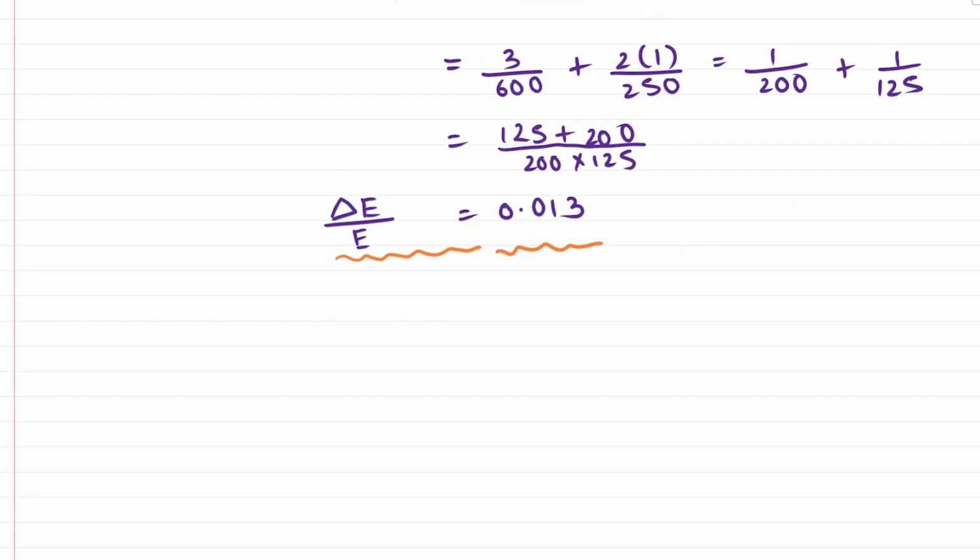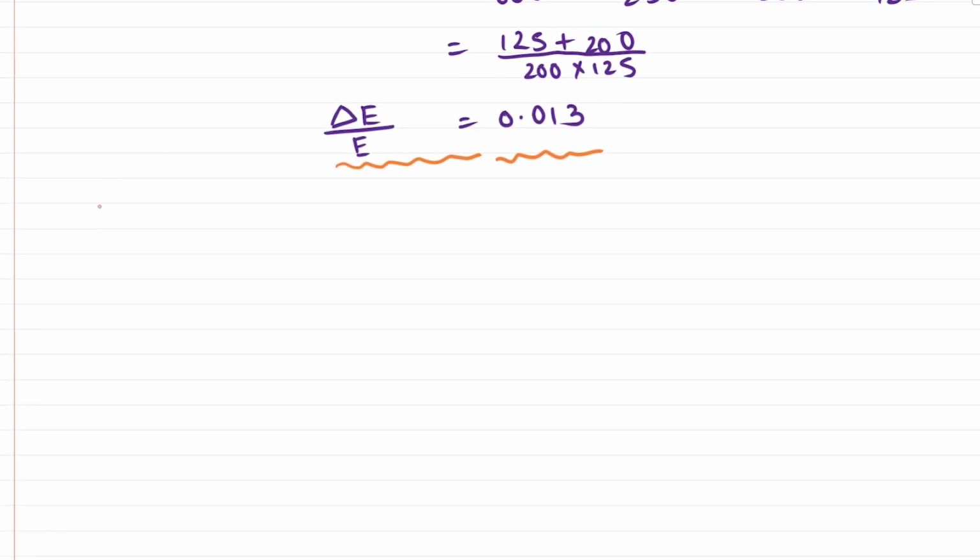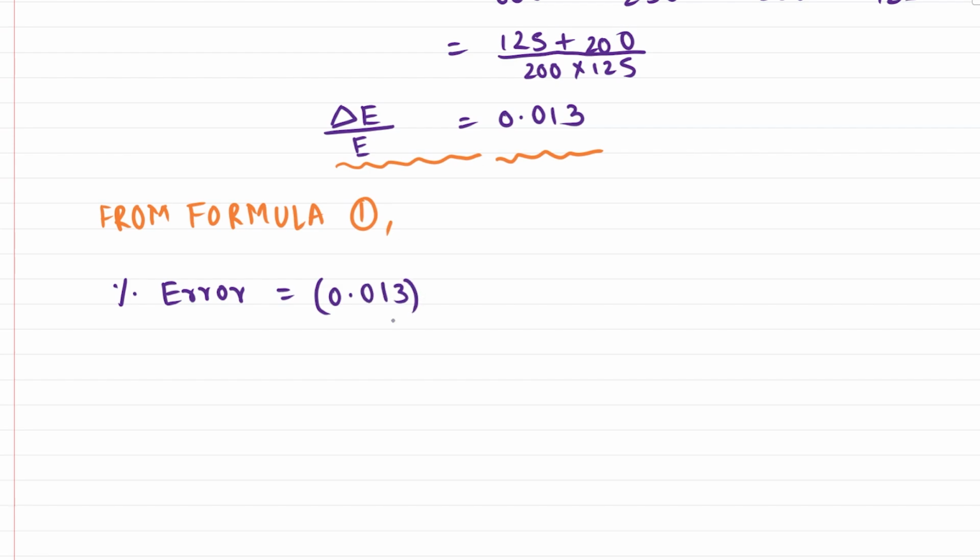So from this we can say from formula 1, we can calculate the percentage error involved in the kinetic energy. So from formula 1, we can say percentage error. I am just using the short form for percentage error is equal to delta E by E, that is the relative error in kinetic energy, which is given to us as 0.013, which we just calculated, into 100. And if we were to do this, we would get our percentage error as 1.3%.